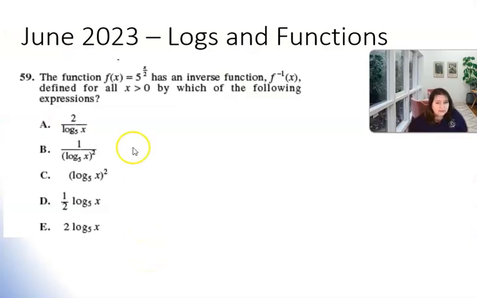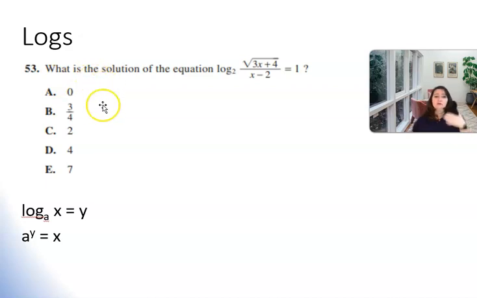This past June test, ACT did something that is not normally done, and that's mixed logs and functions. So today we're actually going to talk about how to solve 59. But before we start that one, we need to do a couple of things. First off, we need to talk about rules of logs. So let's take a look at 54.